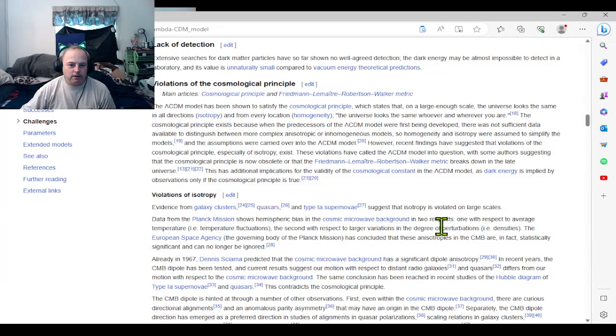So this one down here: evidence from galaxy clusters, quasars, and supernovae suggests that isotropy is violated on large scales. Data from the Planck mission show hemispheric bias in the cosmic microwave background in two respects. One with respect to average temperature, the second with respect to large variations in degree of perturbations. The European Space Agency has concluded that the anisotropies in the CMB are in fact statistically significant and can no longer be ignored. Is that saying that the Big Bang did not happen?